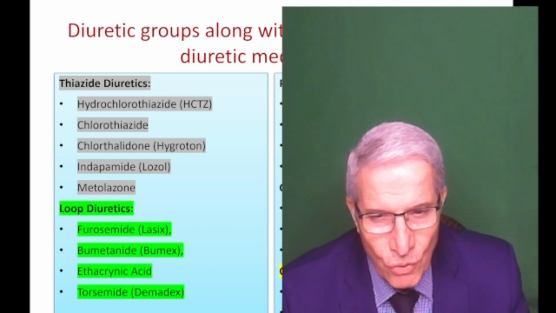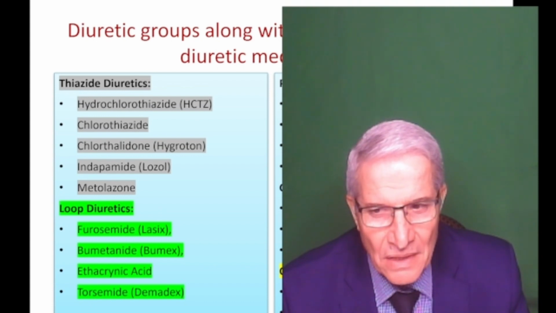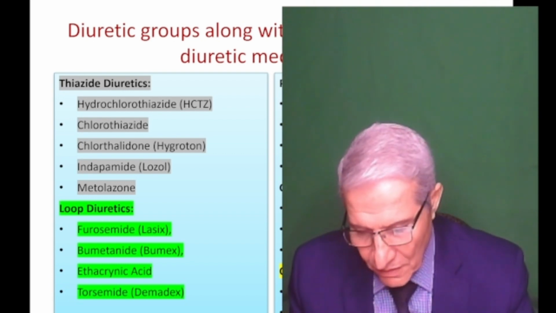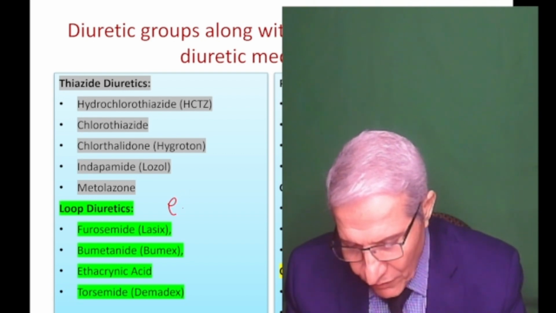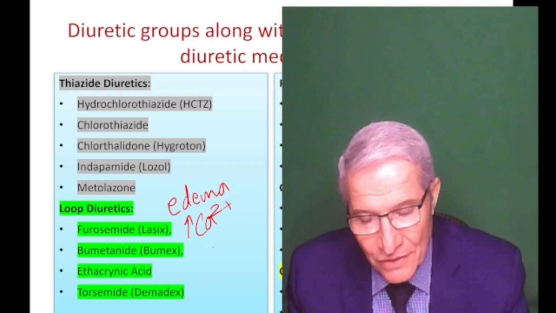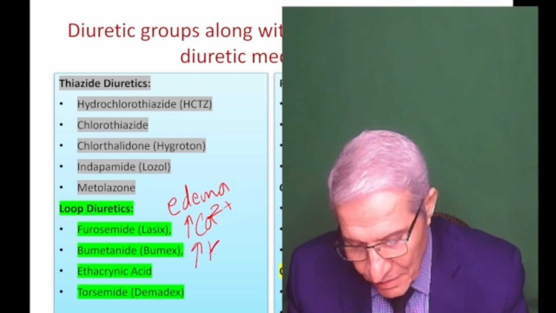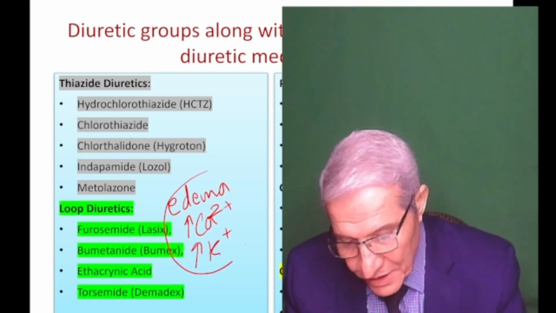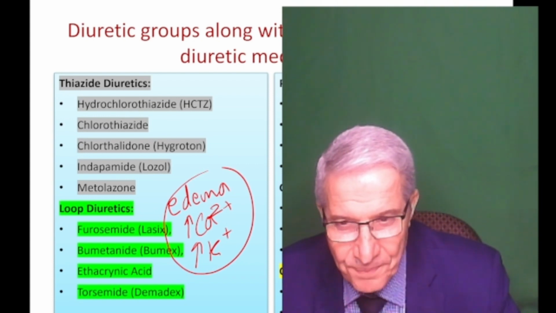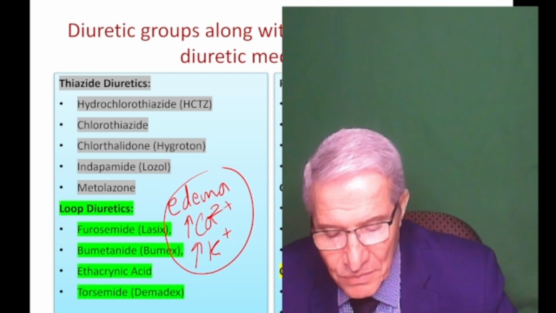Again, you remember the loop diuretics, furosemide and bumetanide. These medications are mainly used for patients suffering from edema, for patients suffering from hypercalcemia, a high level of calcium in the blood, and for patients suffering from hyperkalemia. So these are the clinical uses. The main clinical uses for furosemide, a loop diuretic, are edema, hypercalcemia, and hyperkalemia.